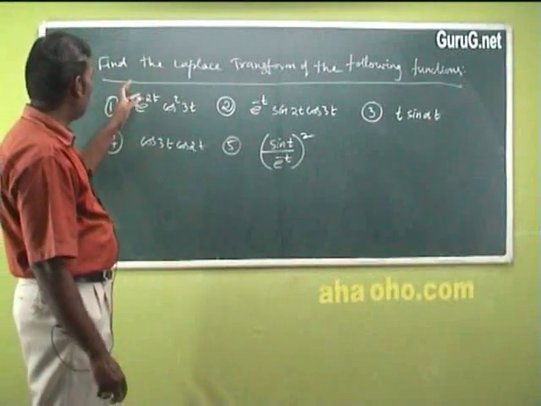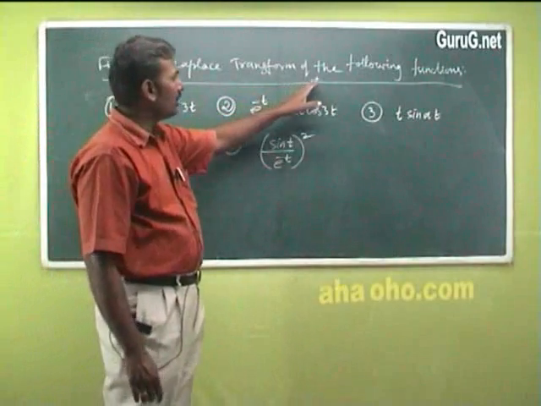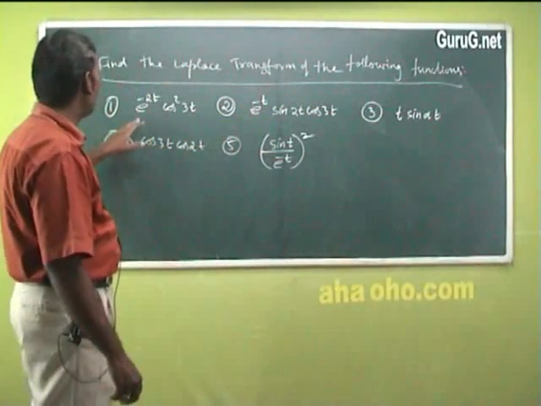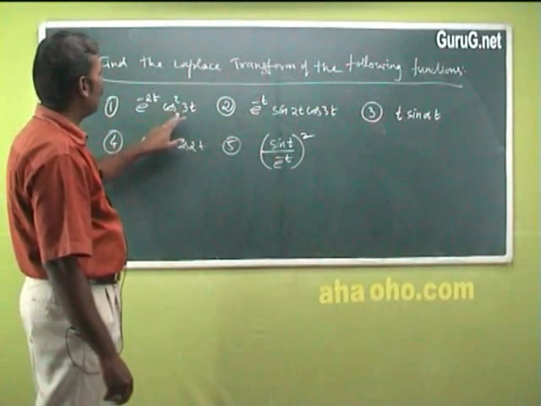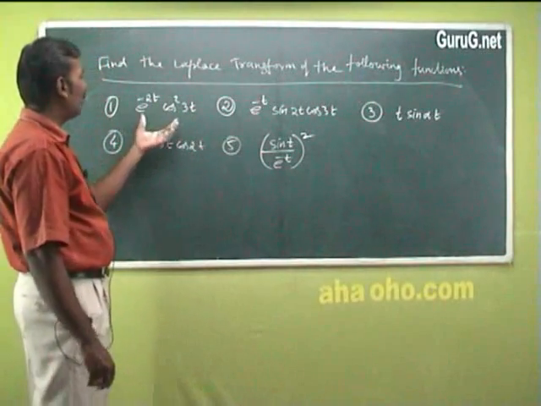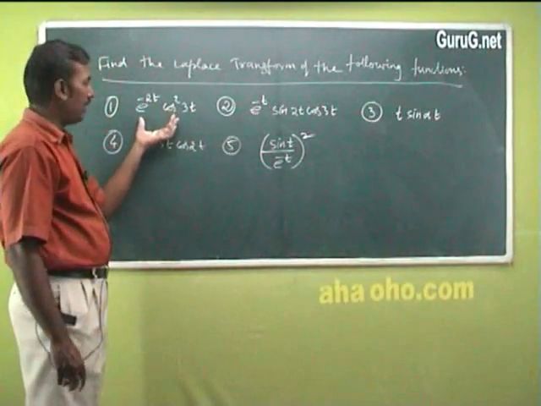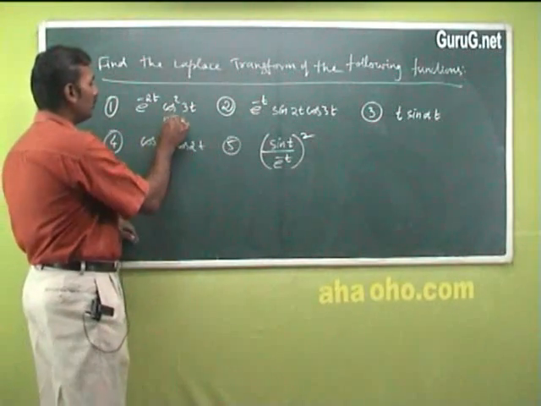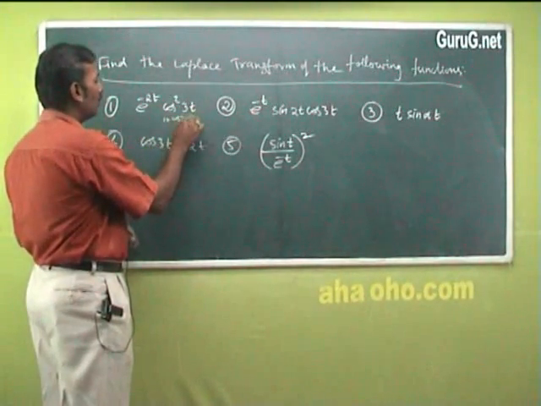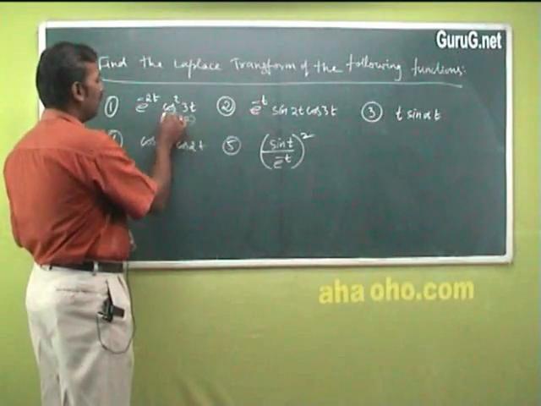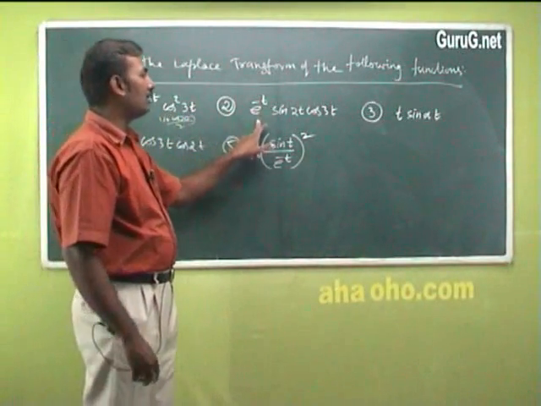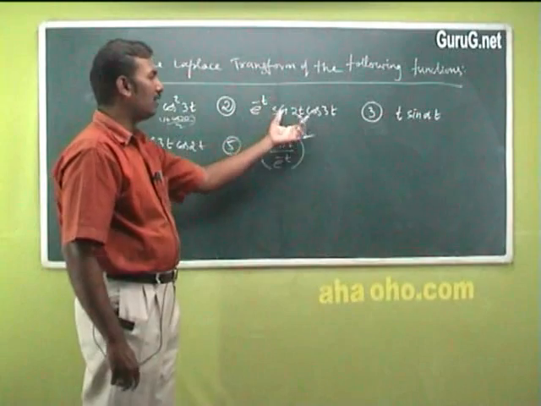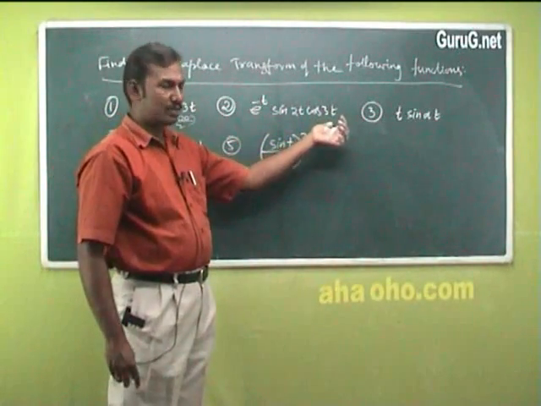So you try these problems. Find the Laplace transformation of the following functions: e power minus 2t cos square 3t. You apply the shifting property. Cos square 3t becomes 1 plus cos 6t by 2, so you apply this formula, 2 theta by 2. And then again it is a shifting property. You apply the formula sin a cos b.